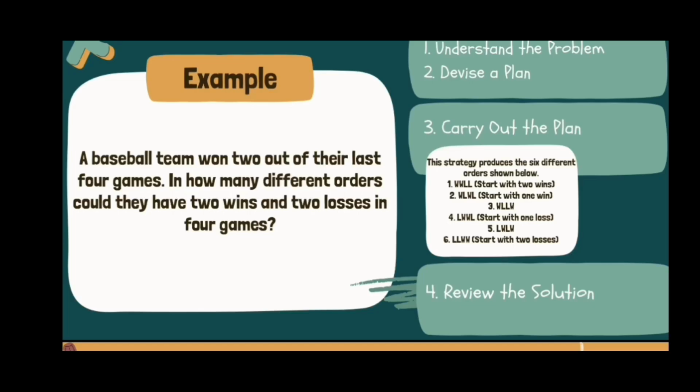Last is to review the solution. By verifying the list, we confirm that all possibilities are covered and there are no duplicates. Therefore, the total number of different ways the team could have won 2 out of 4 games is 6.